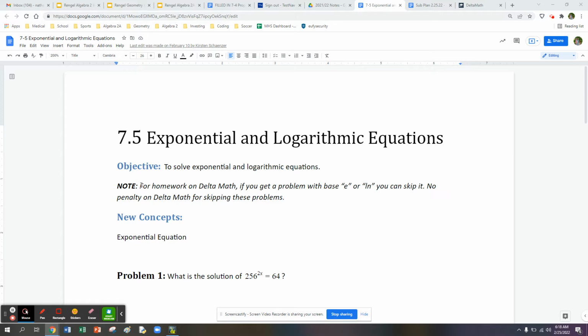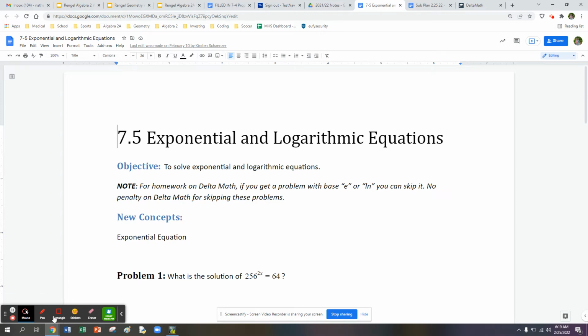Just one note on Delta Math. There will be some problems that have exponential equations with base e, or on the next lesson, day 2, logarithms that have natural logs. You can skip those. So just hit skip. There will be no penalty for skipping those, so you can go ahead and do that. In section 6, we'll be looking at those types of equations that have base e or a natural log.